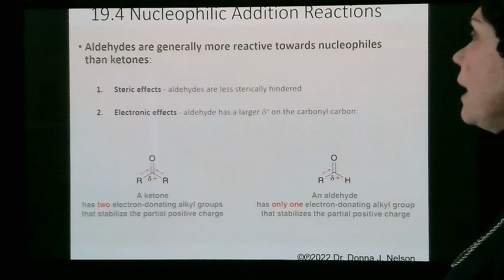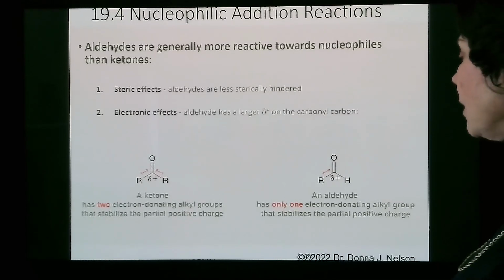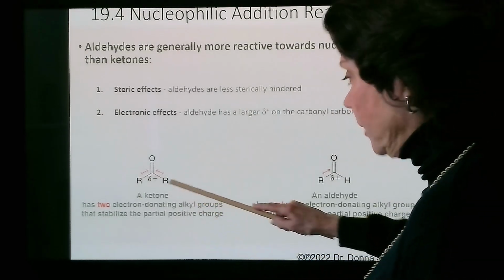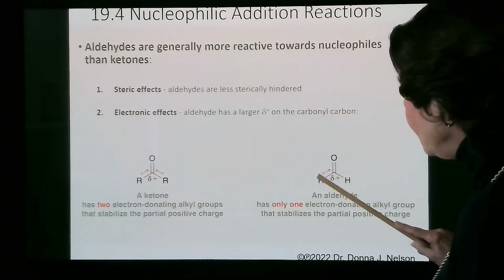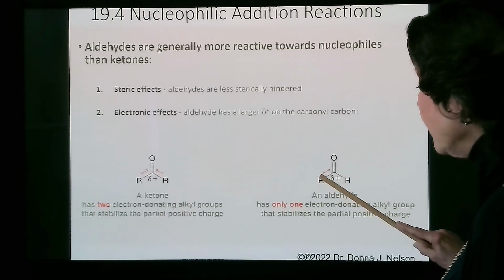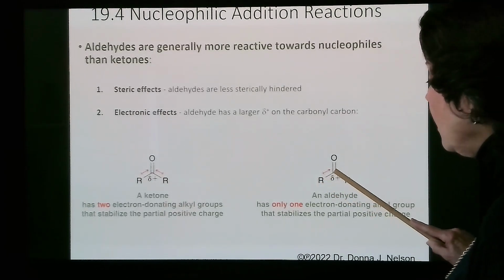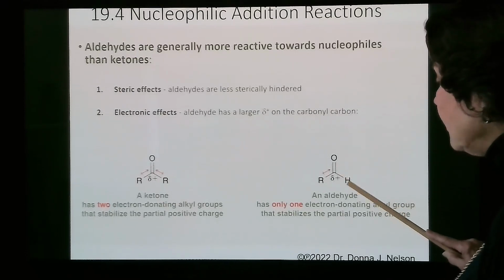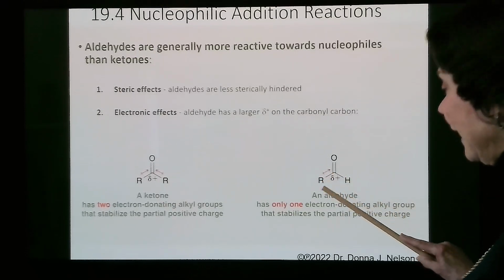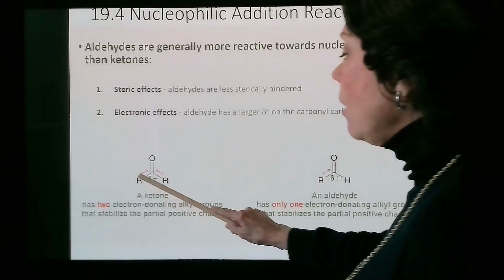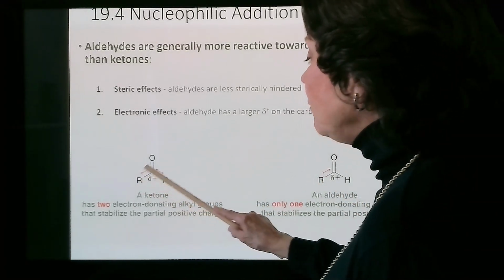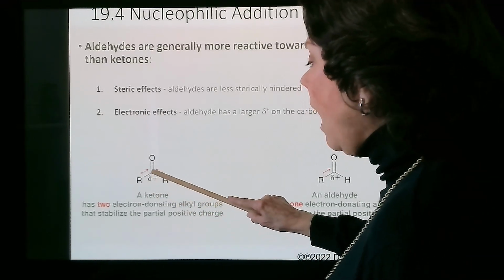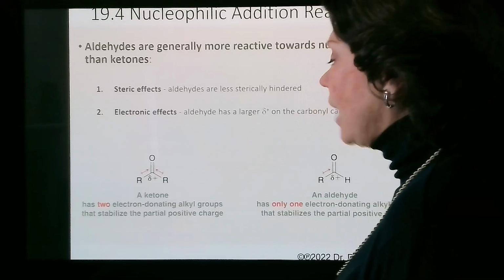Aldehydes are more reactive towards nucleophiles because of steric effects. For one thing, aldehydes have only one alkyl group attached to the carbon in each molecule. The other one is hydrogen. As you know, the hydrogen is going to be much smaller than any alkyl group. The ketone will have two alkyls, so this is going to be bulkier around the carbon, which is the site of attack.